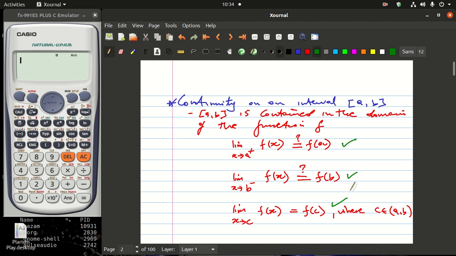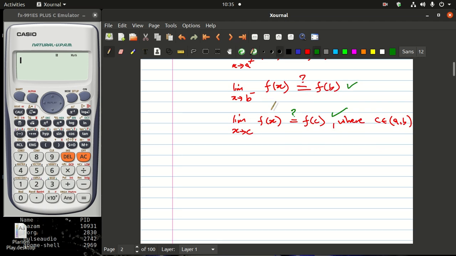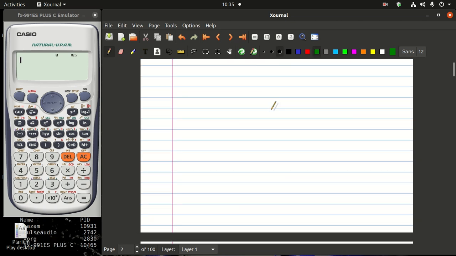But looking at this whole thing, by just noticing that this interval is contained in the domain of f of x, you are automatically proving that these conditions are satisfied. So that's what continuity on an interval is about.